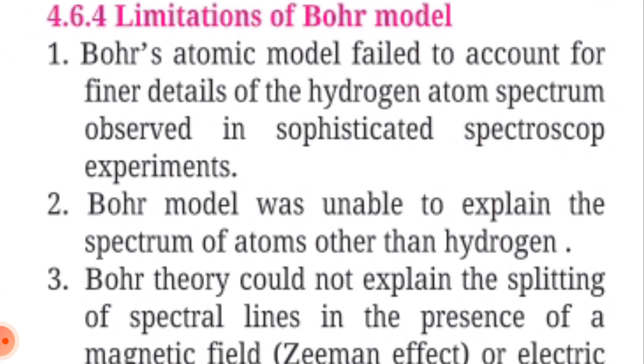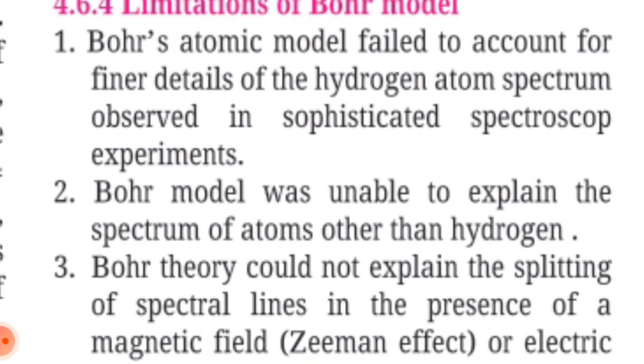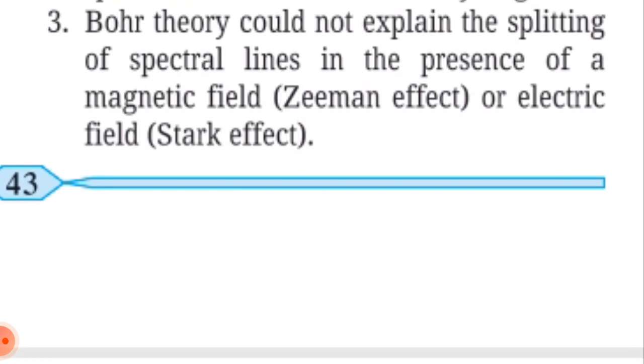4.6.4 Limitations of Bohr model. First, Bohr's atomic model failed to account for the finer details of the hydrogen atom spectrum observed in sophisticated spectroscopic experiments. Second, Bohr model was unable to explain the spectrum of atoms other than hydrogen. Third, Bohr theory could not explain the splitting of spectral lines in the presence of magnetic fields, the Zeeman effect, and electric fields, the Stark type effect.